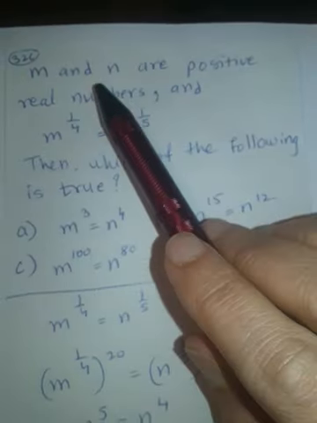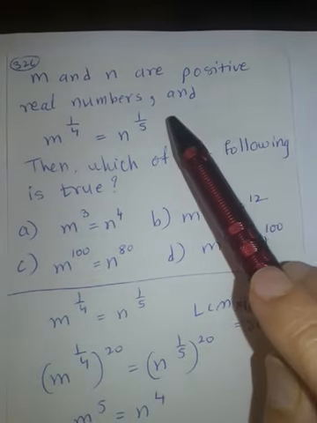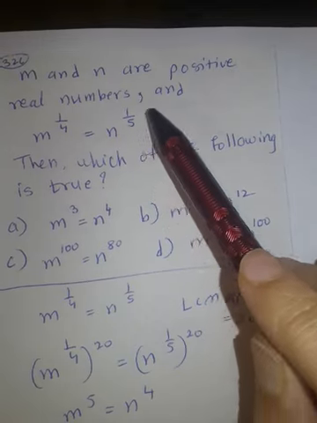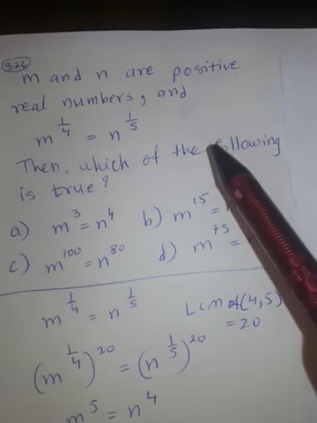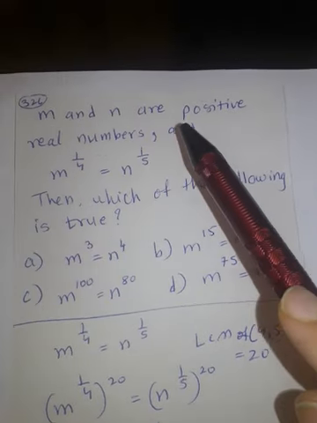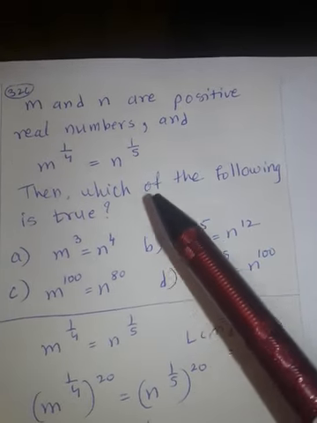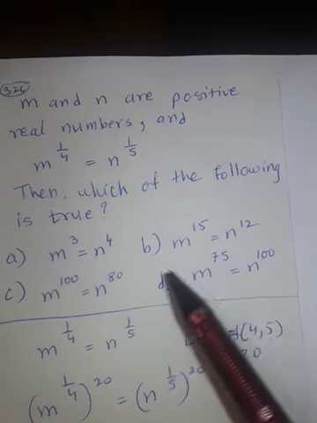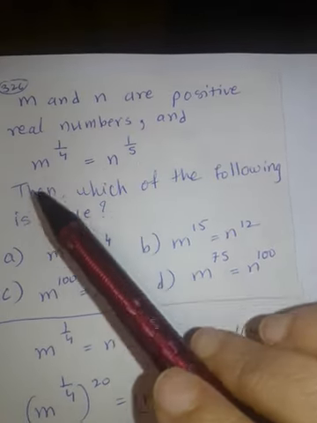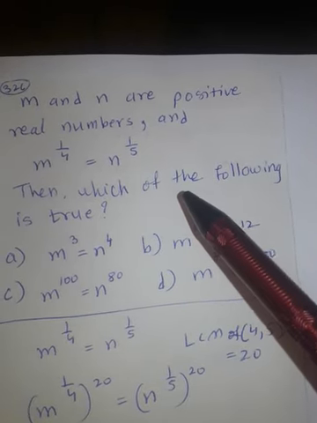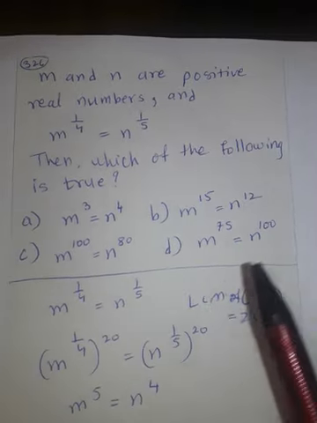Next example. m and n are positive real numbers and m raised to 1 upon 4 is equal to n raised to 1 upon 5. Then which one of the following is true? When I first read this example, I thought, oh, it must be really difficult. How will we compare these four options with the help of this expression? So I am covering this example here because it is very easy. Let's see how to solve this.